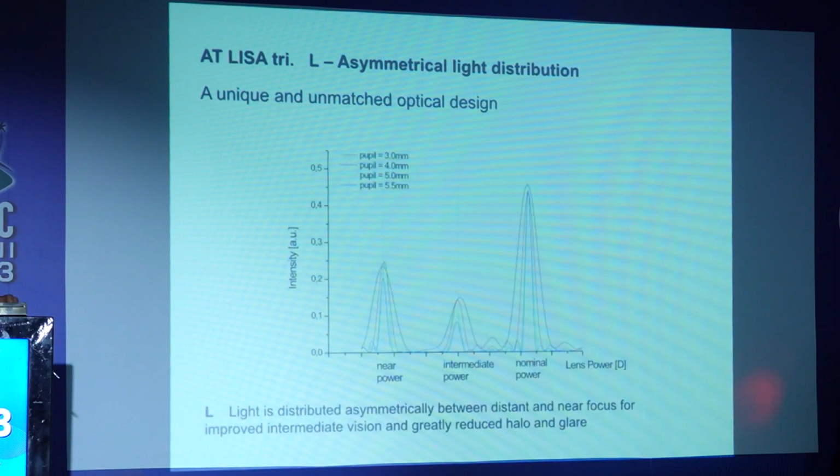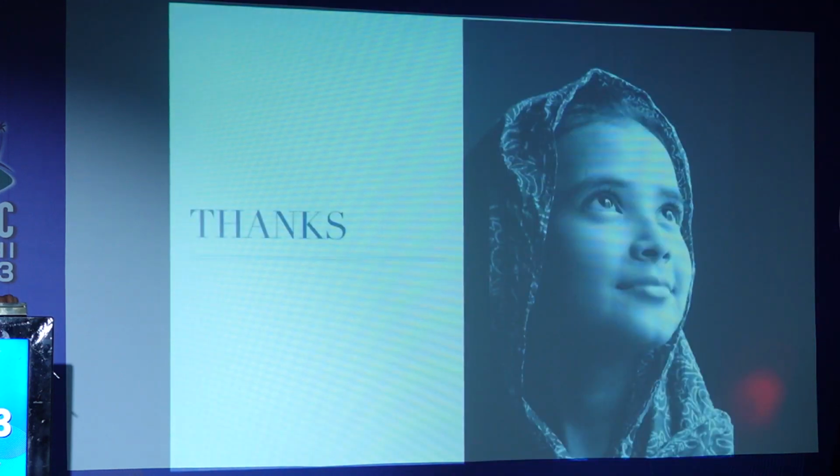This is the defocus curve that you get with the Athlesia Tri: great distance, good intermediate, and great near vision. And mind you, none of the patients have complained of any loss of contrast, and I find photic phenomena are minimal in these patients. So it is a great presbyopia correcting IOL that we've been using, and thank you so very much.